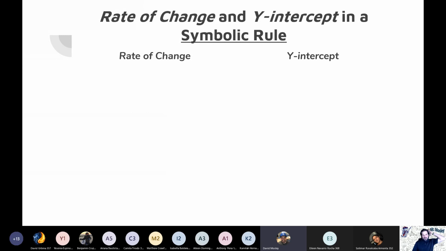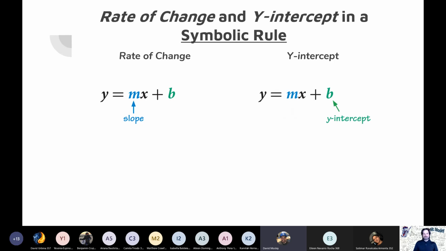And where do we see the rate of change and y-intercept on a symbolic rule? Right, the slope, again, is the number next to x, or next to our independent variable. We can also call it the slope for the rate of change. And in the general form, y equals mx plus b, m represents the slope or the rate of change. It gets replaced with the number once we know what it is. And our y-intercept is represented by b in this form. Again, once we know what that value of y is, it replaces b in the formula.